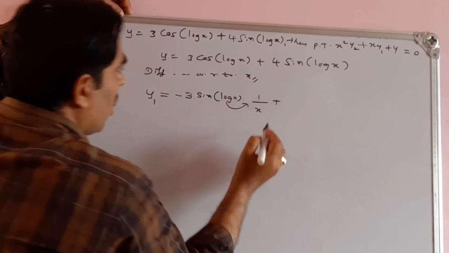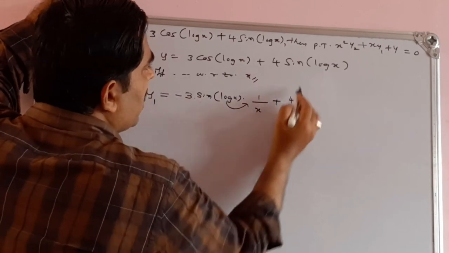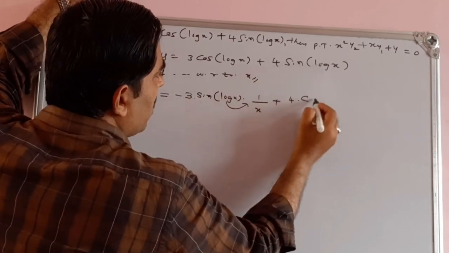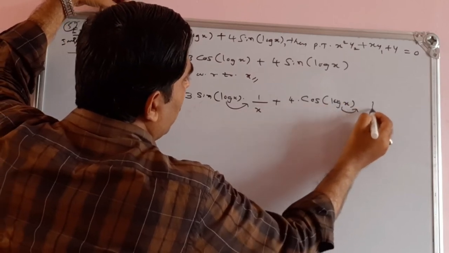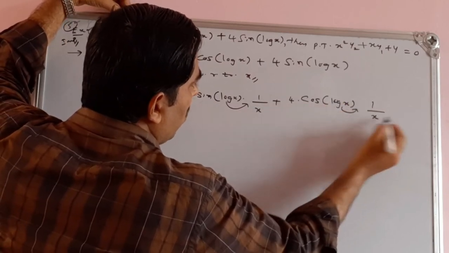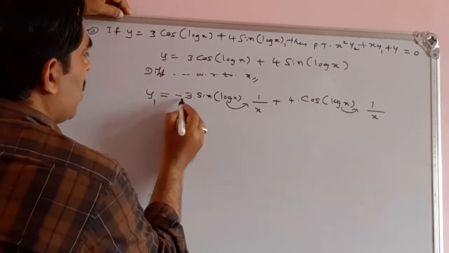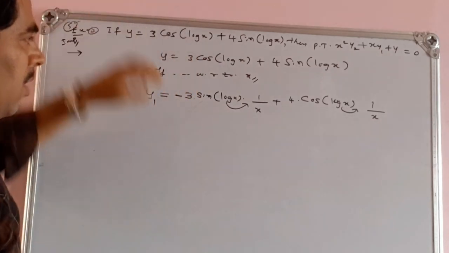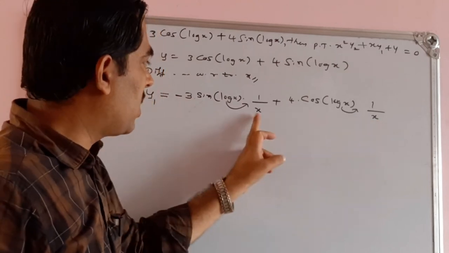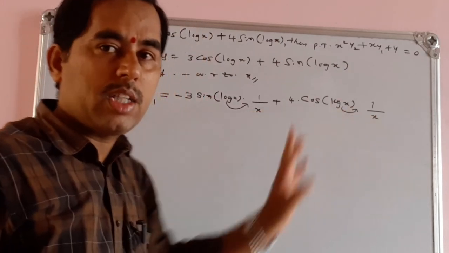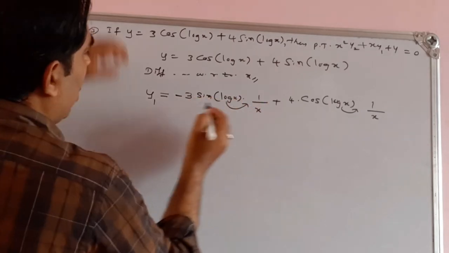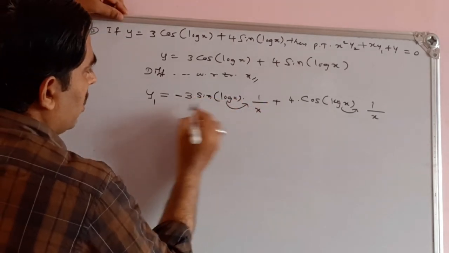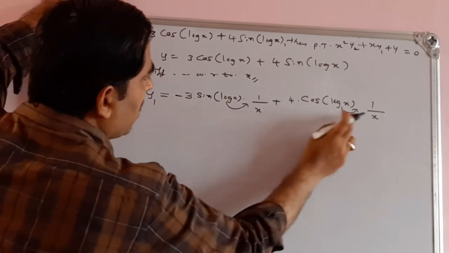Then plus 4 as it is. Derivative of sin x is cos x, so cos of log x into the derivative of the inner quantity, log x, which is 1 by x. In this way we can use this. I have written the minus sign here, and x is in the denominator. Here x is there and here also x is present. On the left hand side I have y1.